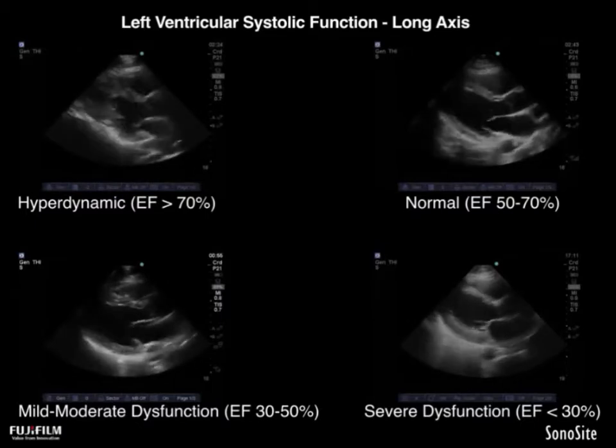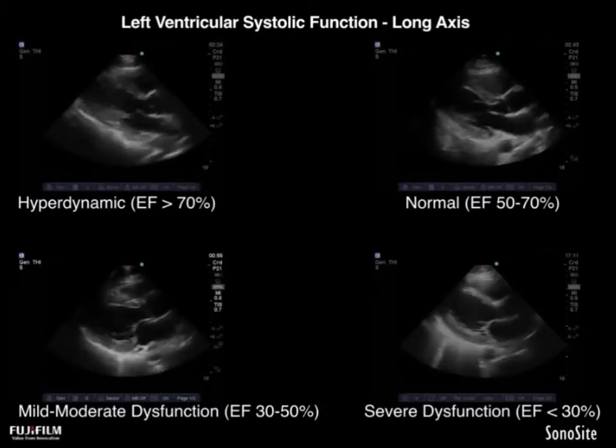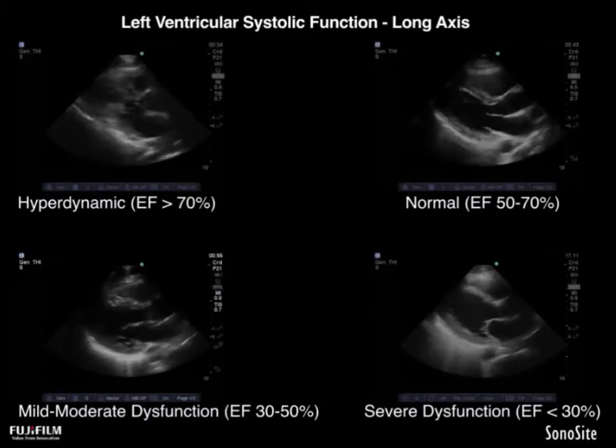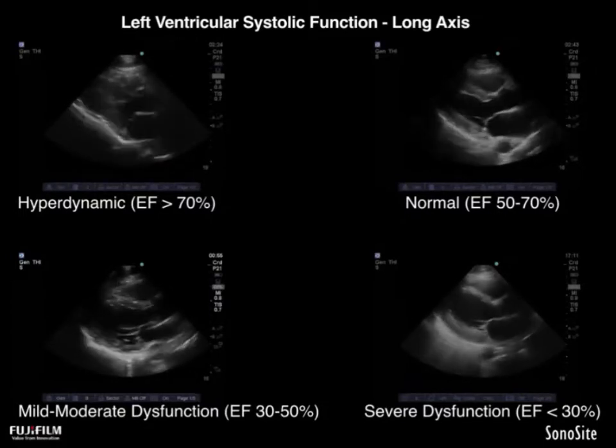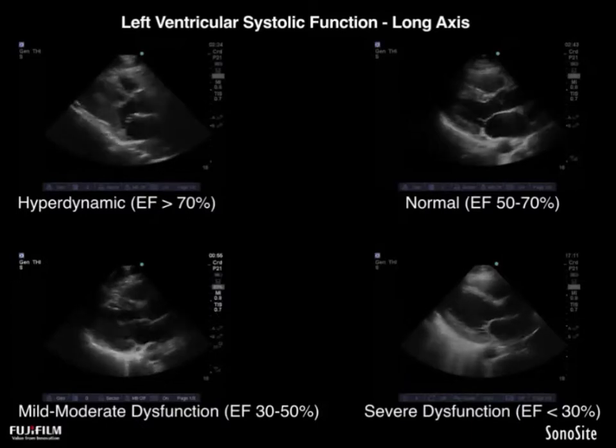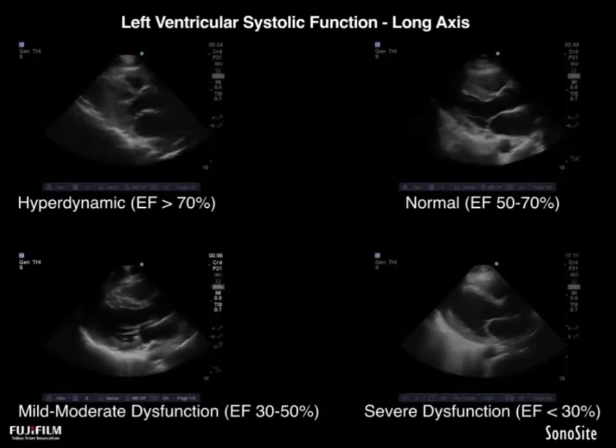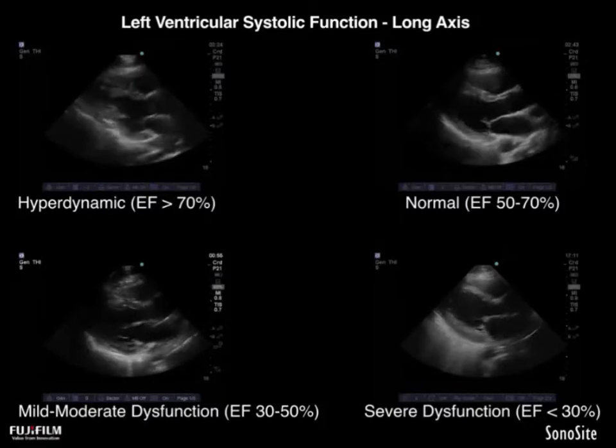Now, here are the four broad classifications side by side for you to once again look at and review for a moment, appreciating the differences in excursion, thickening, and mitral valve movement between them.